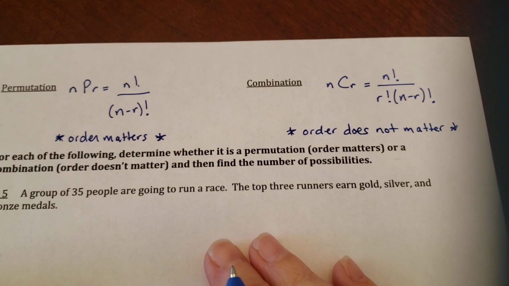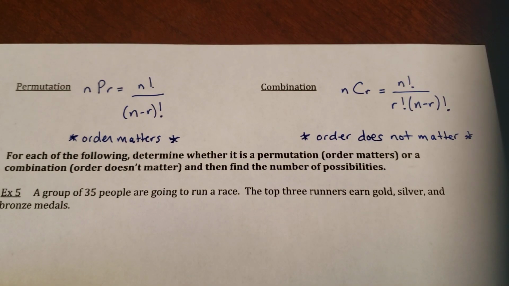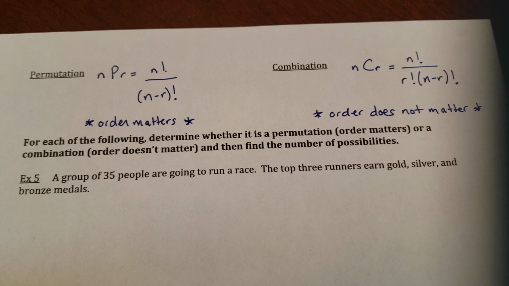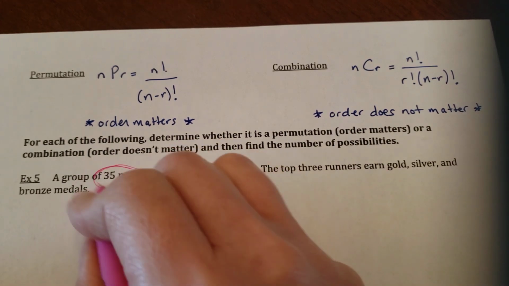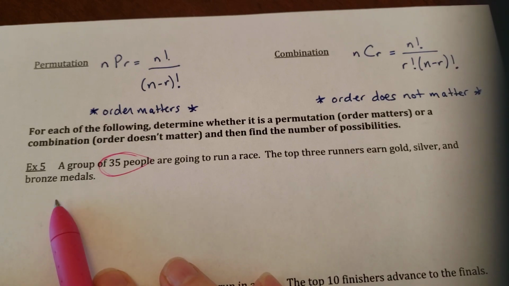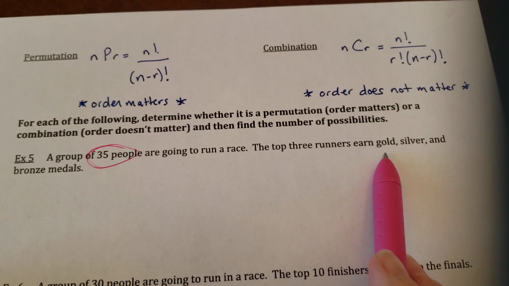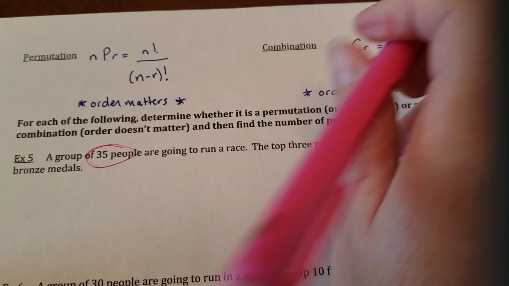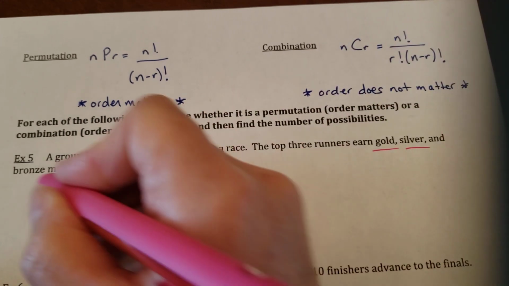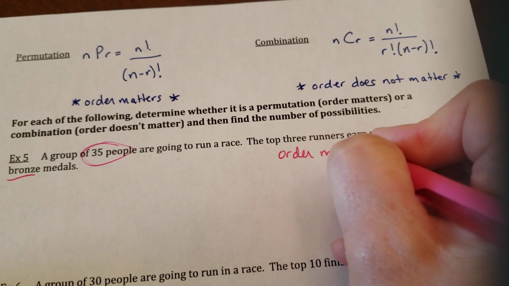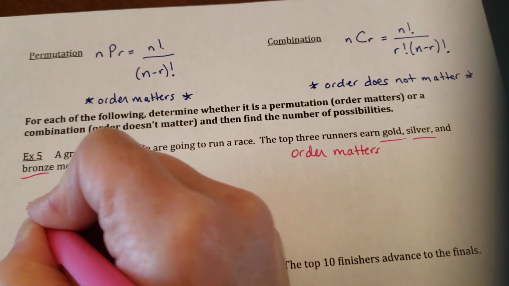So when you're reading through, you're supposed to first figure out if it's a permutation or a combination and then answer the question. So it says a group of 35 runners are going to run a race. So we know this is our total number of people. The top 3 runners earn gold, silver, and bronze. So when you're thinking about this, do you think the gold versus the silver versus the bronze matters? And the answer is yes. So because they're placing, the order matters. So since order matters, we know it's permutation.